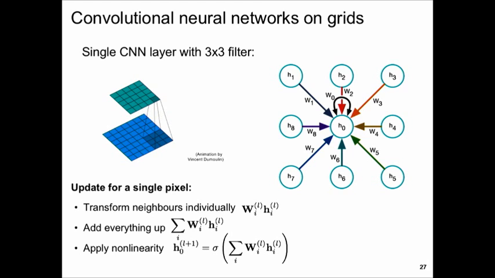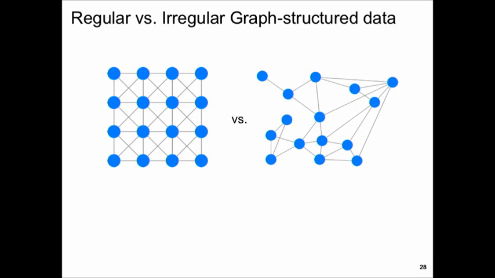But importantly, each node can transform that data using their own weight matrix W. They don't have to be the same, right? So if H would be just a number, these colors are basically your filter values. But the problem is that on a regular graph, that works, but on an irregular graph, that's a stretch.